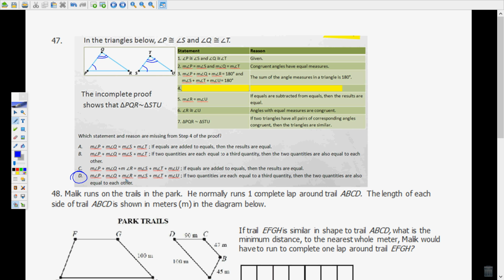So you can write this way, since they're both equal to 180, you can set them equal to each other. So these three added together equals these three added together. And then what they do to get rid of the other two is what I was talking about. Since P is equal to S, you can subtract those. And since Q is equal to T, you can subtract those, and you'll be left with the measure of angle R is congruent to the measure of angle U.